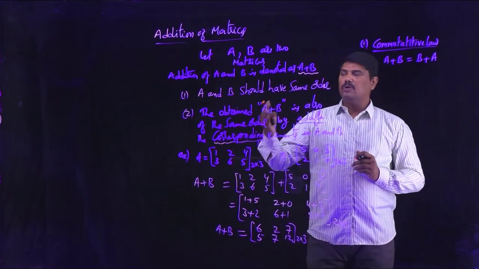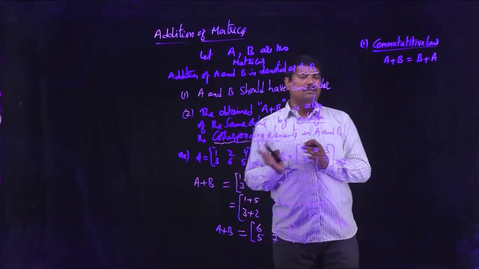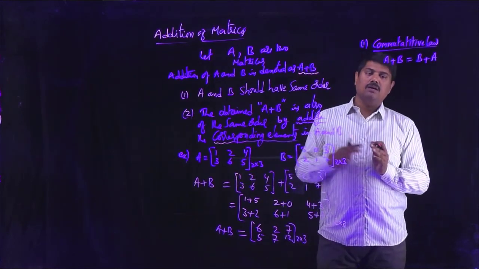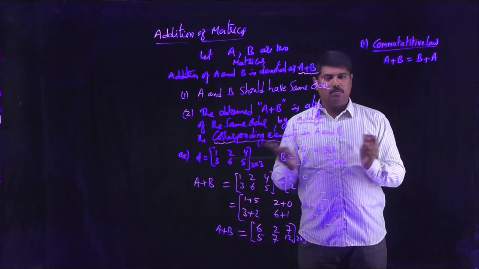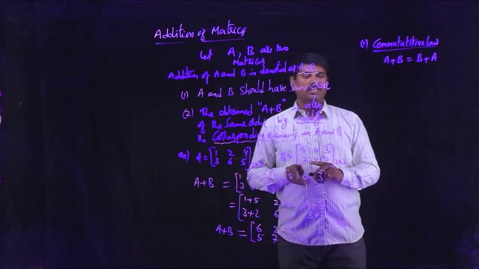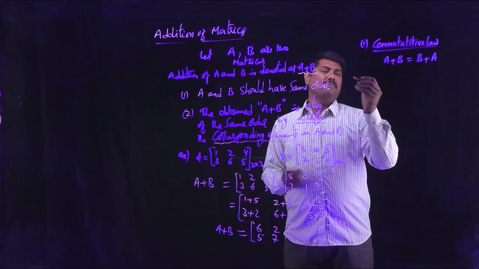We are discussing addition, so that is what it is called. So matrix addition follows the commutative law. To find A plus B, if you find B plus A, no problem, both have to be equal. Why? Because addition in matrices follows the commutative law.